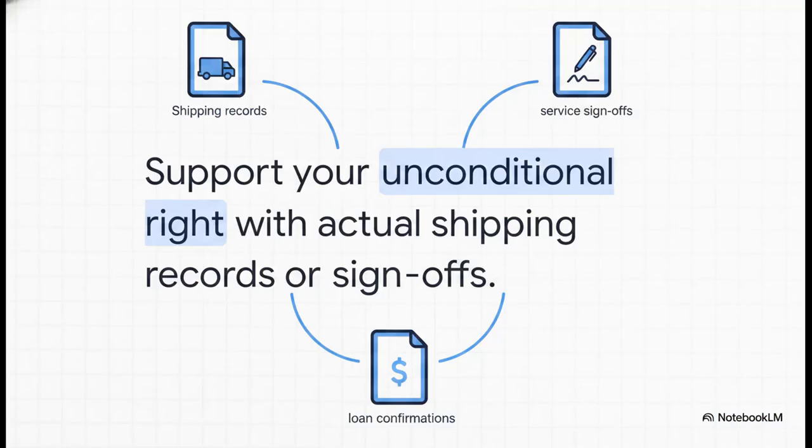And because of this exact trap, your documentation matters immensely. You've got to support the unconditional right with the right evidence. What proves the delivery event actually happened? Well, actual shipping records, service acceptance sign-offs from your client, loan disbursement confirmations. I want you to remember this mantra. The invoice is simply evidence of billing. It is not evidence of delivery. To record a receivable, you absolutely need evidence of delivery.